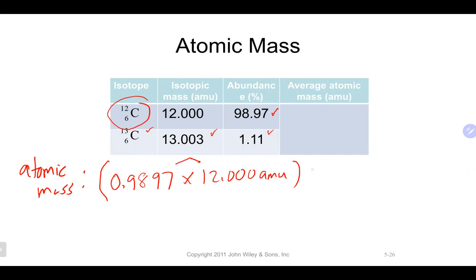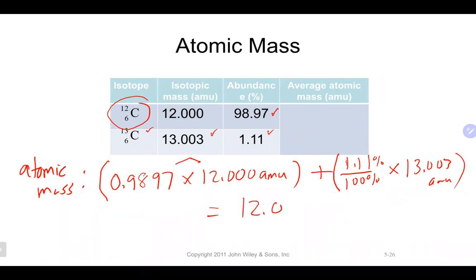I then am going to add this to my second isotope, which occurs about 1.1% of the time. Again, if you don't want to move the decimal, you could just divide by 100. I'll do that for you. And you can times it by 13.003 AMU. So we're going to take 0.9897 and times it by 12. We're going to add it to 0.0111 times 13.003. We end up with approximately 12.02 AMU.